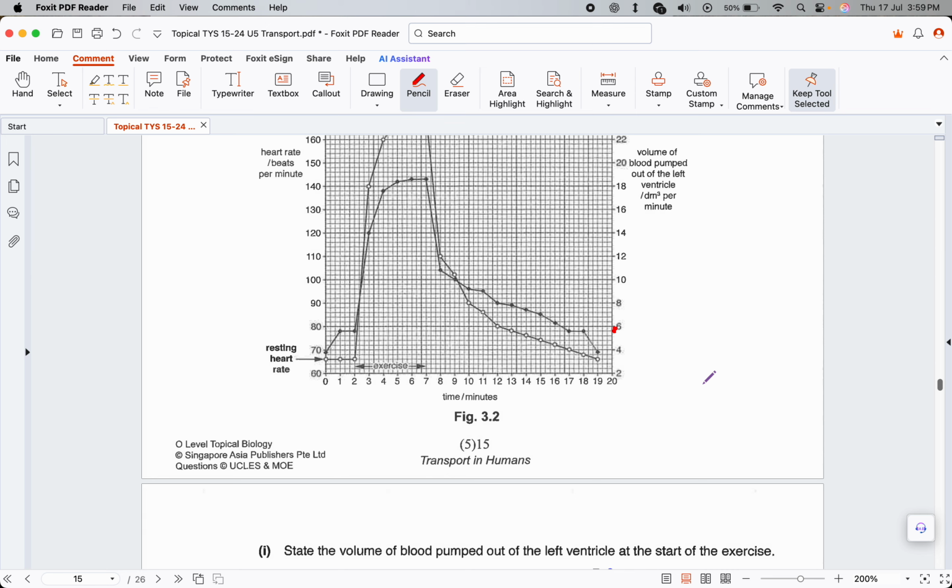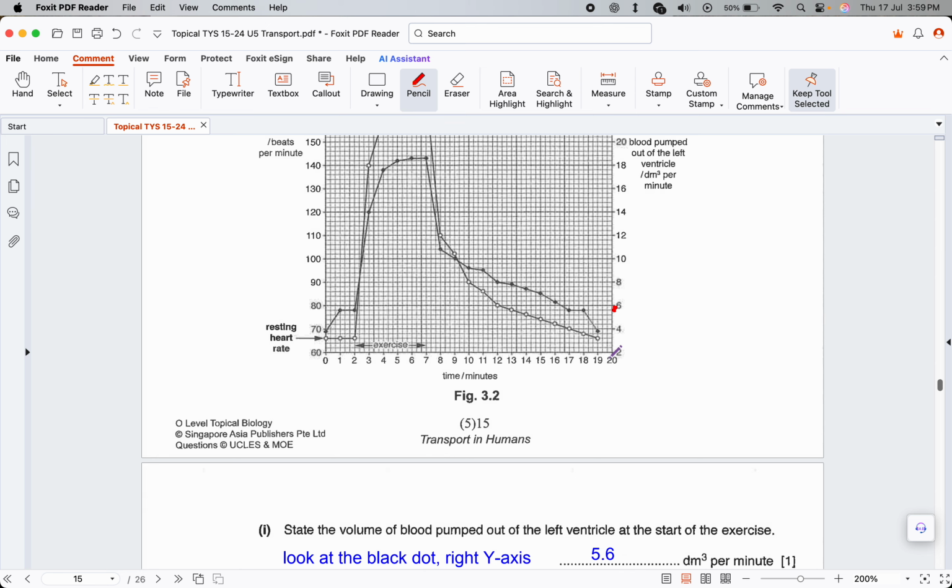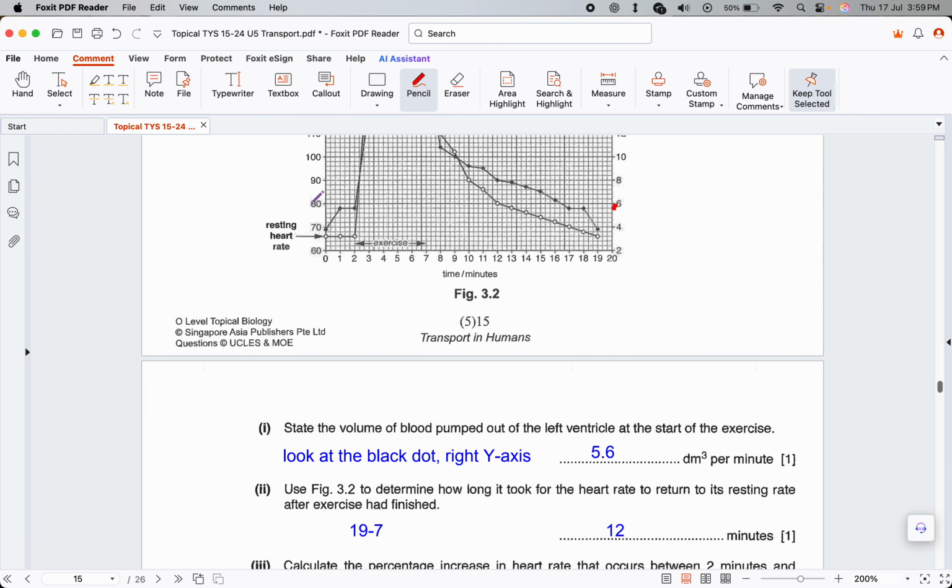It's a bit hard for me. Okay, anyway, over there. And so the answer will be 5.6. Okay, not 78 or whatever this number is over here. I think some of you saw wrongly.